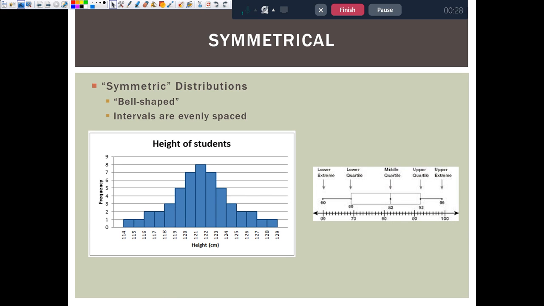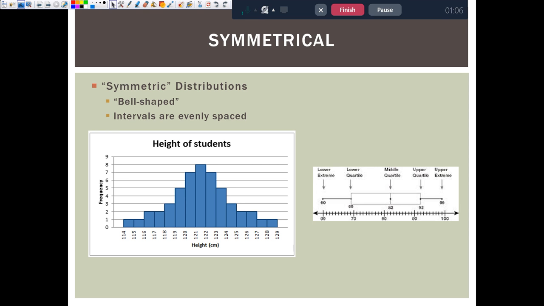It creates kind of like a bell shape. Okay, the intervals are evenly spaced. It doesn't have to be perfectly symmetric. It will have only one peak, and all the data will be in close range of each other. There's no data that's like an outlier that's further away. When it's in a bar graph or a histogram or a dot plot, it traditionally looks like a bell. When it's in a box and whisker plot, the quartiles are about the same, okay?